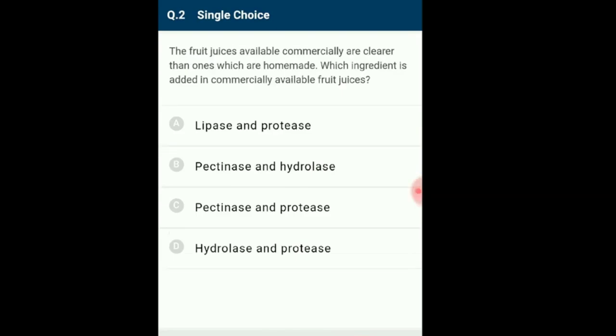Question number 2. The fruit juices available commercially are clearer than ones which are homemade. Which ingredient is added in commercially available fruit juices? Bottled juices brought from the market are more clear than homemade juices as they are treated with the enzymes pectinase and proteinase, which dissolve the fibers present in the juice. So the answer for this question is option C, pectinase and protease.